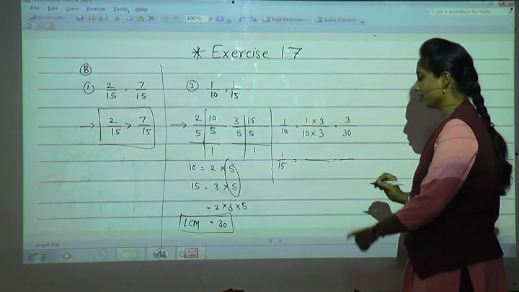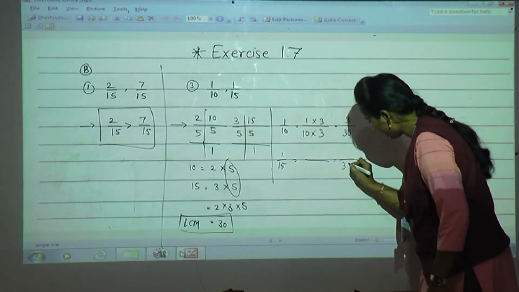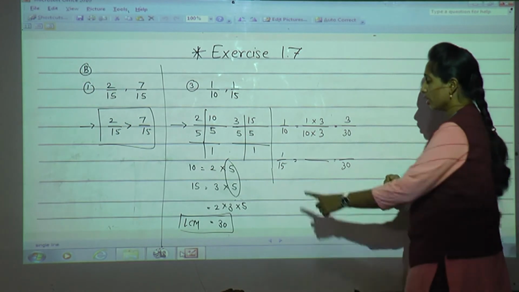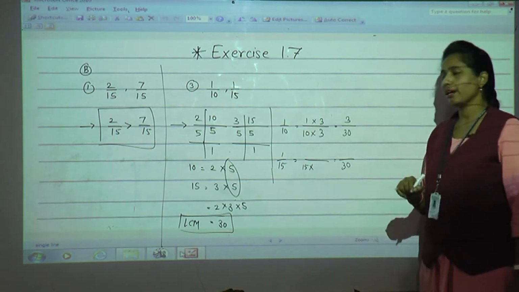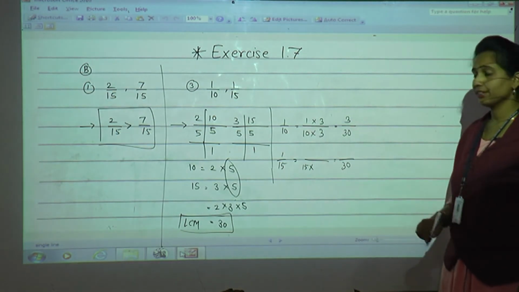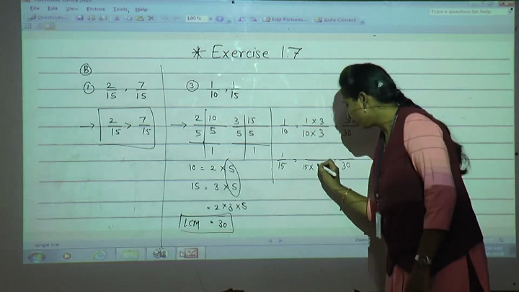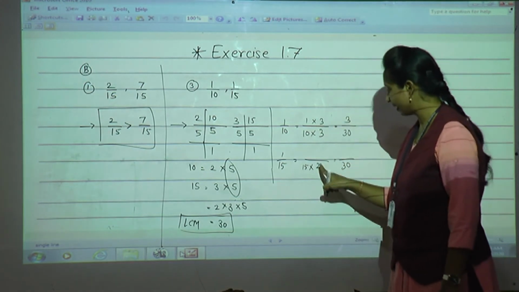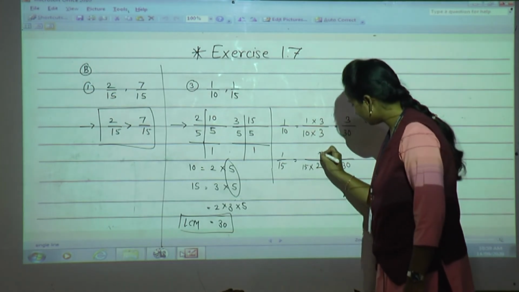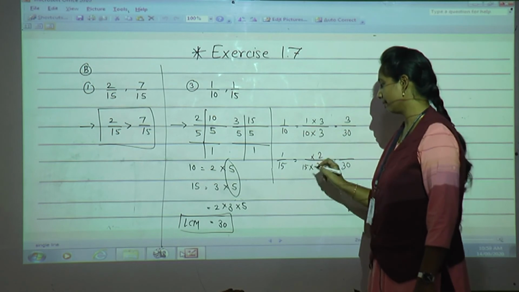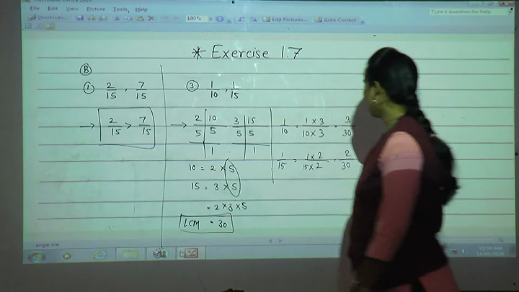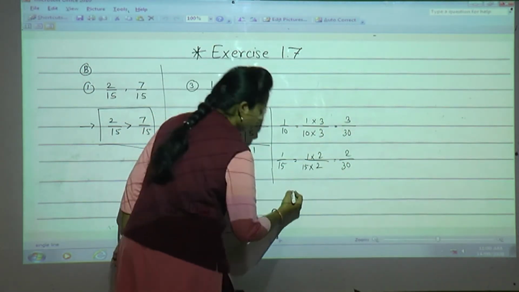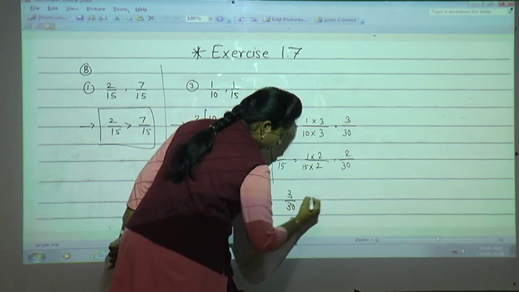The next number 1 upon 15. Okay, so in the place of denominator what should come? LCM, that is 30. Now 15 multiplied by what? That we will get 30. 15 2s are 30. So if you have multiplied 2 in the place of denominator, multiply the same in the place of numerator, and 1 as it is. 1 2s are 2. Now we will compare the fractions. 3 upon 30, 2 upon 30.